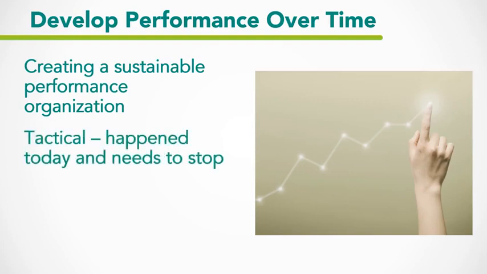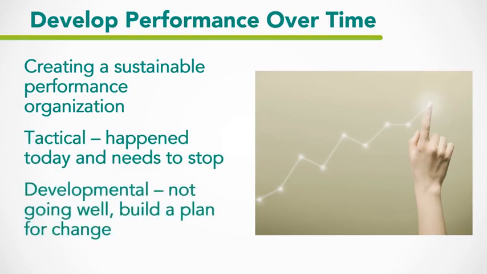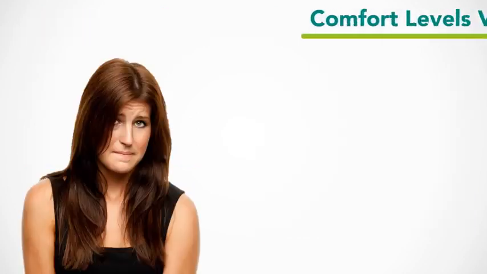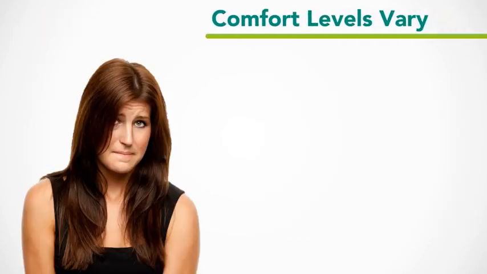The tactical accountability is addressing something that happened today, needs to stop, needs to change, needs to get better. Developmental accountability is identifying something that isn't going well, that we need to work on, and that we're going to continue to build a plan to do that. And then ultimately, when that skill or behavior changes, that performance becomes much more sustainable. So those are the two key areas I always see as it relates to accountability.